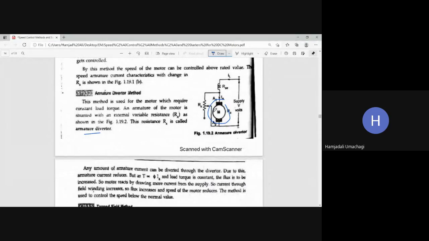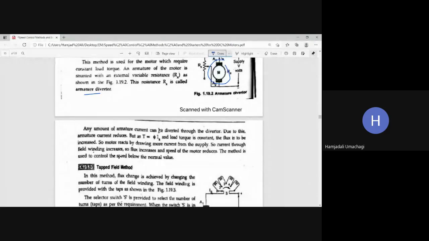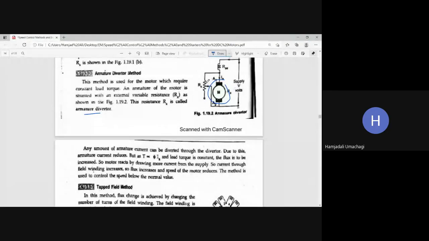Because of that, we call this an armature diverter. Any amount of armature current can be diverted through the diverter. Since it is a resistance, you can change the direction of the armature current from this point to the diverter to any value. Due to this, armature current reduces.